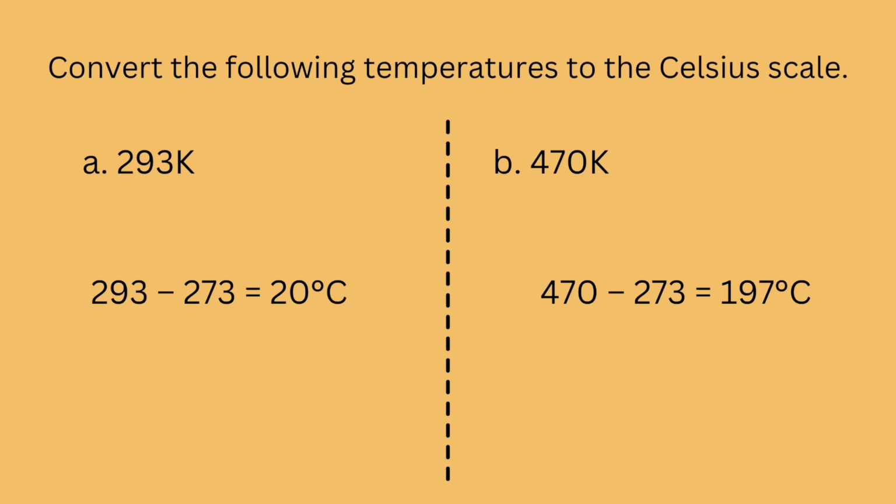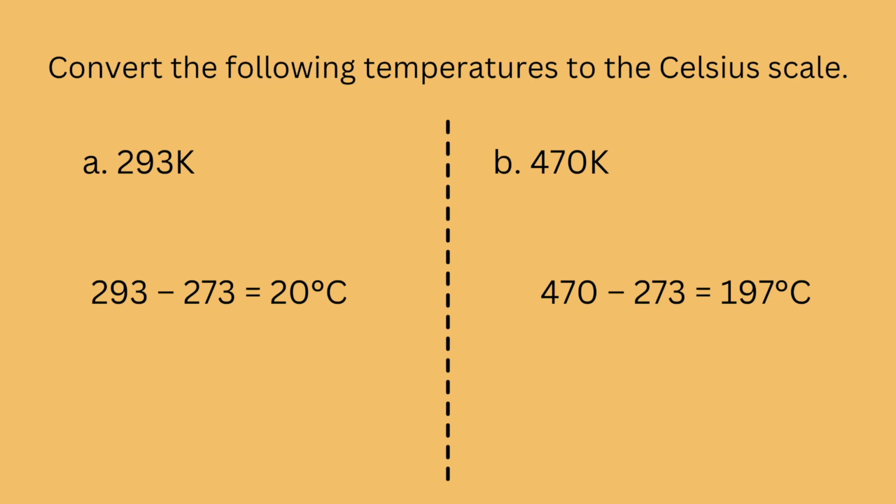The first question is, convert the following temperatures to Celsius scale. Again, we have solved similar questions already. It's quite simple. We know that 273 Kelvin is 0 degrees Celsius. So to convert 293 Kelvin to Celsius, you have to subtract 273 from it, which gives you 20 degrees Celsius. 293 minus 273. Now the second part of this question, we have 470 Kelvin. Again, the same logic applies. 470 minus 273 gives you 197 degrees Celsius. So that is how we solve this.